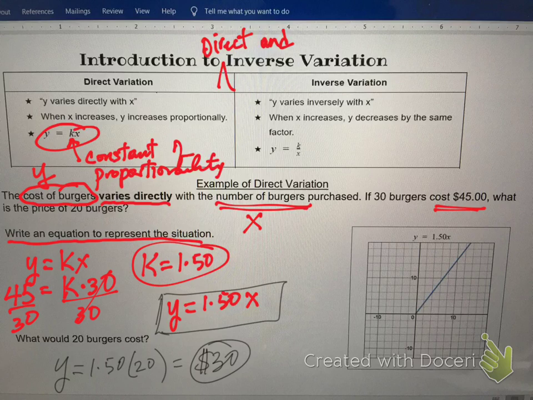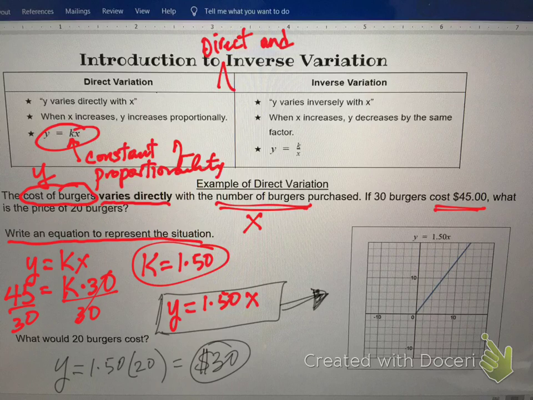And over here is just a graph of my equation. So that equation gives me this graph. It's a linear graph. It has a constant rate of change of 1.50. Yes. So that is my direct variation. Pretty simple. Now let's look at the inverse variation.